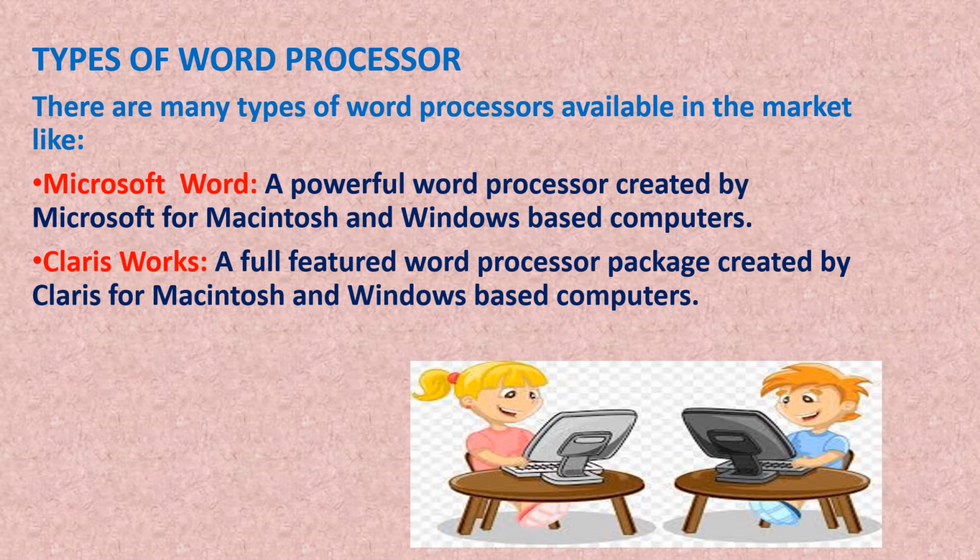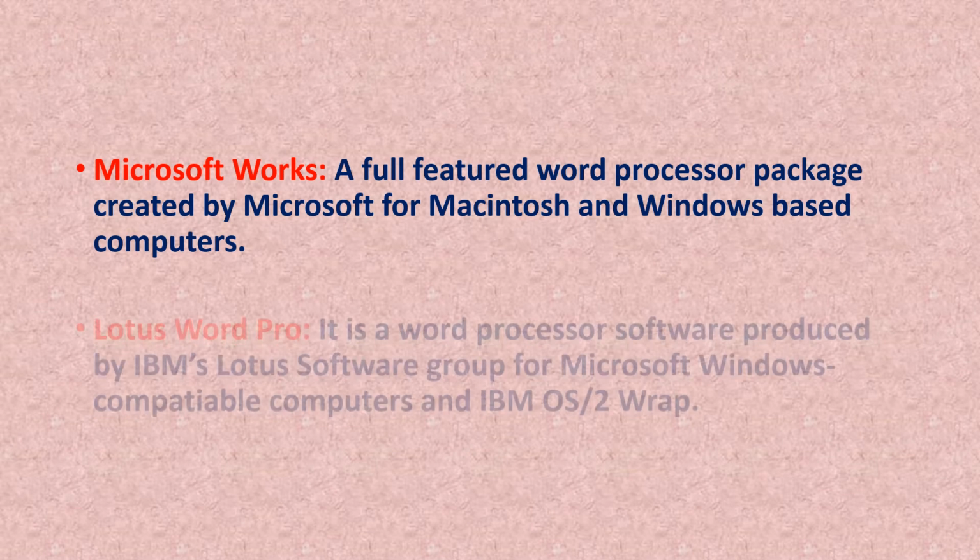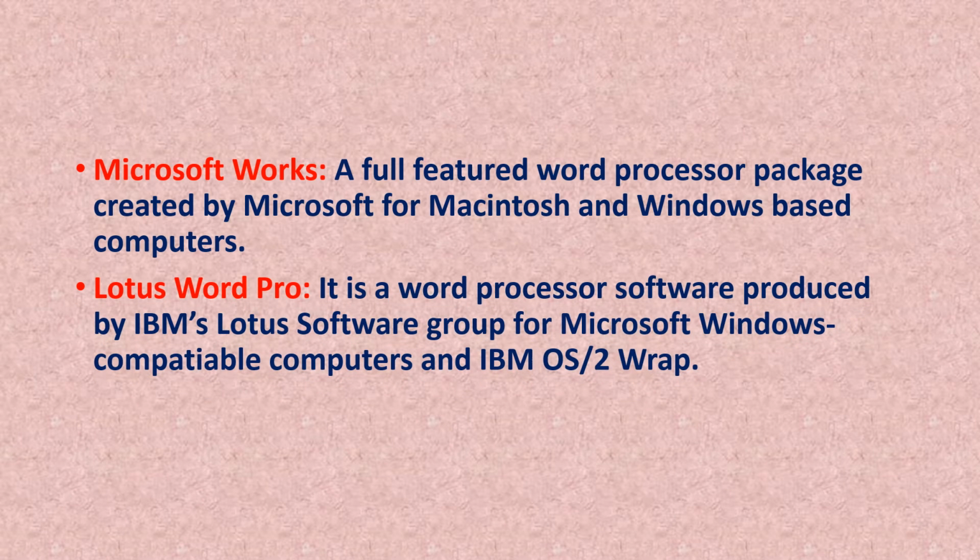The second one is ClarisWorks, a full-featured word processor package created by Claris for Macintosh and Windows-based computers. Microsoft Works, a full-featured word processor package created by Microsoft for Macintosh and Windows-based computers. Lotus Word Pro. These are the different types of word processors which we use nowadays.